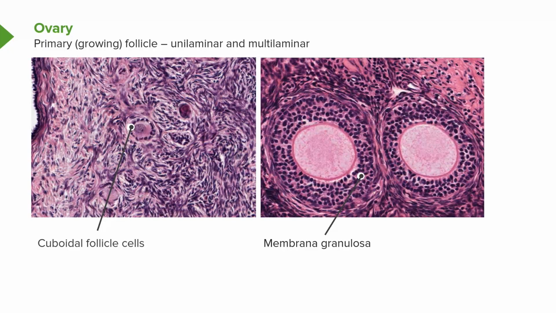And as development starts, as these follicles begin to secrete estrogens in response to FSH, they only do so because the theca interna cells, the internal ones that are around the follicle, they become steroidogenic as well.